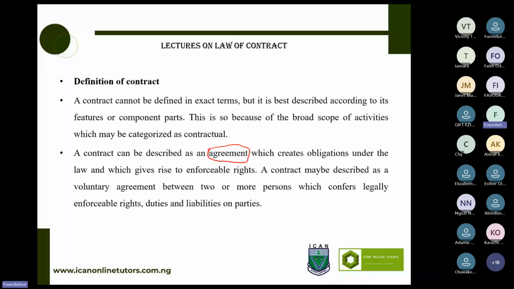Now, this suffices to say a contract is an agreement which creates obligation under the law. What it means is that the agreement is recognized under the law. Thus, it gives rise to enforceable rights. Because it is established under the law, there's a right and obligation that is attached to it. Any question, class?